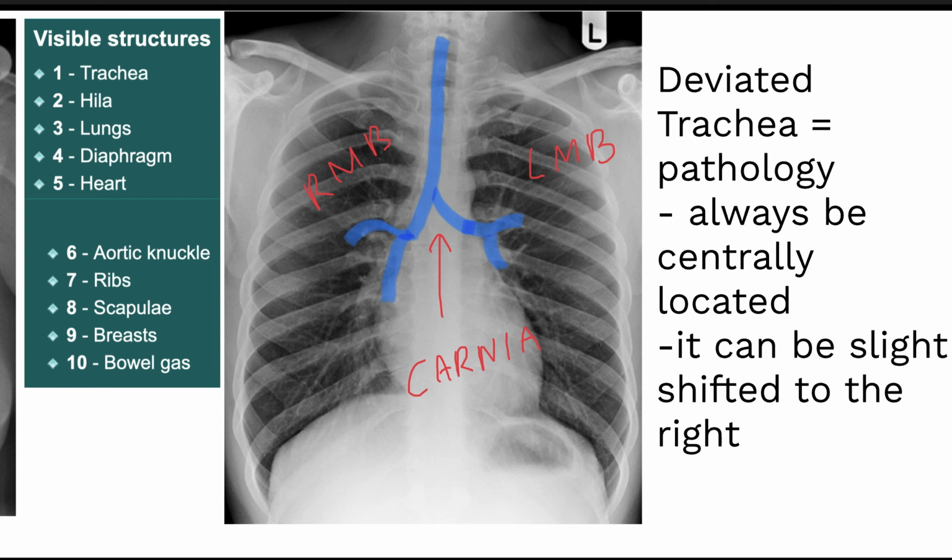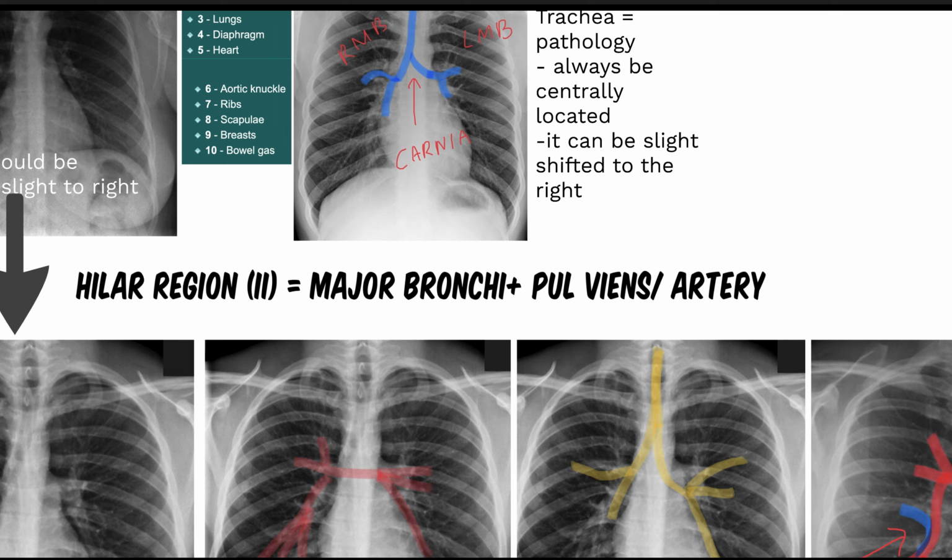Now the hilar region. The hilar region, like I mentioned before, consists of the major bronchi, pulmonary veins, and artery, and is a very good indication. Always look for visible hilar regions. Hilar regions also consist of lymph nodes. Lymph nodes can usually mask the effect, but usually you will not see the lymph nodes.